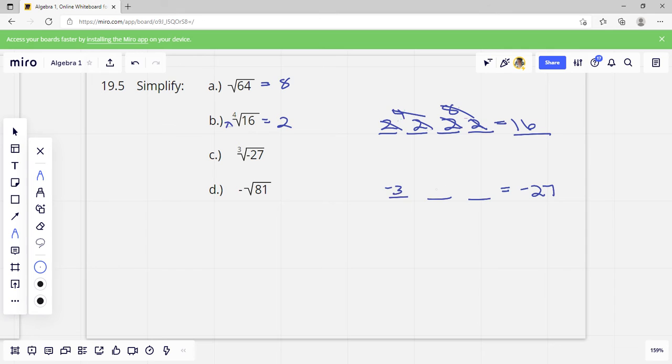Negative 3, negative 3, negative 3. These cancel. 3 times 3 is 9. 9 times 3 is 27, and the negative 27. So that means the answer to this is negative 3.